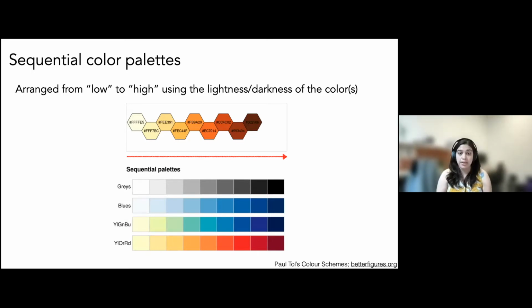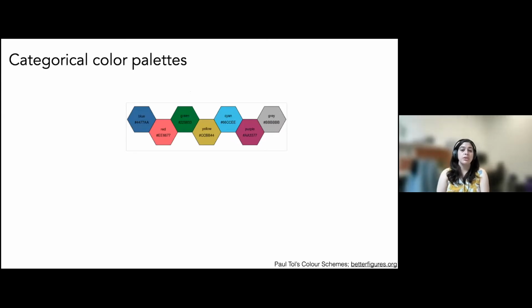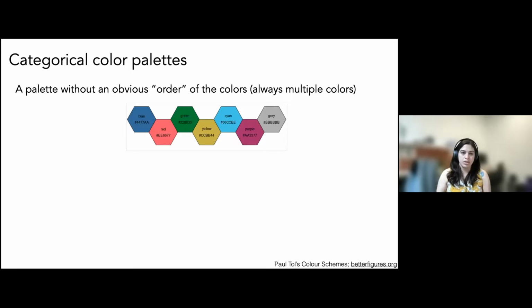The second palette I showed is a categorical color palette. A lot of people chose this one as the one that they said was the best to use. In a categorical color palette, there's no obvious order to the colors. These palettes always have multiple colors, but there's no clear way when you look at this palette, for example, to say the blue is better than the purple or green is better than yellow. There's no order to it. It's just a bunch of colors.